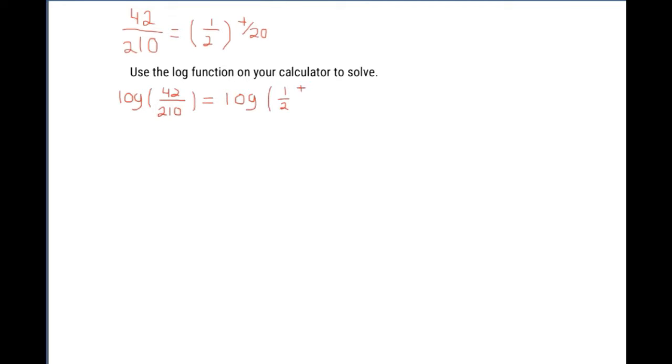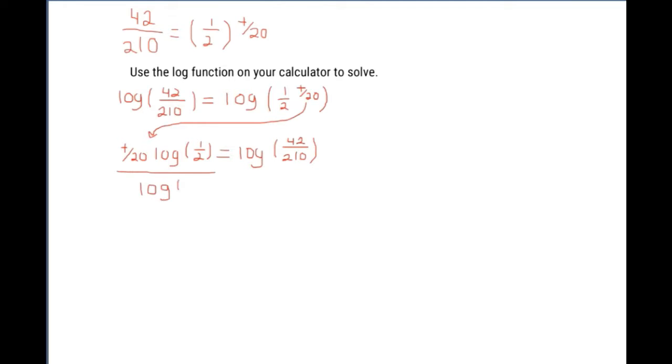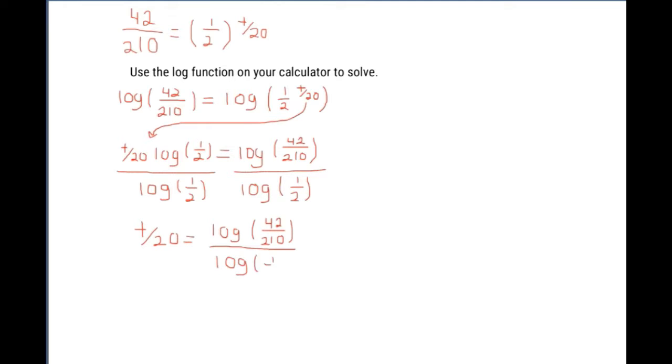the power of t over 20, but the property of the log function is that it's going to bring the exponent down. The equation will then become t over 20 log 1/2 equals log 42 over 210. To isolate for t over 20, we must divide both sides by log 1/2. By doing so, we get t over 20 equals log 42 over 210 over log 1/2. Note: when using the log function to bring the exponent down, it applies to the entire n value, and that is why we cannot directly solve for t.